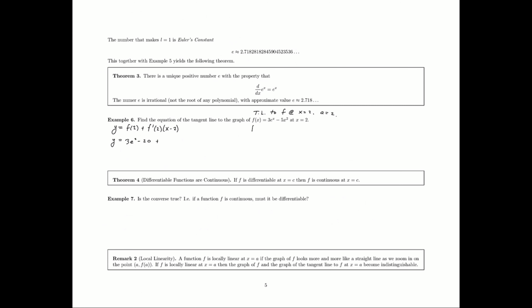Plus, we need the derivative. So let's take the derivative. The derivative, f prime of x, is 3, and the derivative of e to the x is itself, so e to the x again, minus 2 comes down, multiplies with negative 5 to get negative 10. Power rule, subtract 1 from the exponent. So f prime of 2 here is actually 3e squared minus 20, which is coincidentally the same as f of 2. That didn't have to work out that way. So in this case, we're going to have that whole expression again, 3e squared minus 20 times x minus 2. And that's the equation of the tangent line.